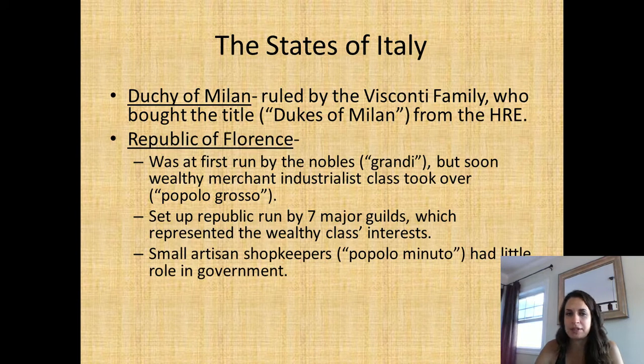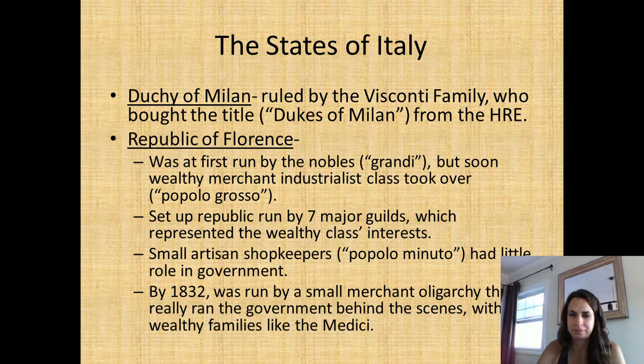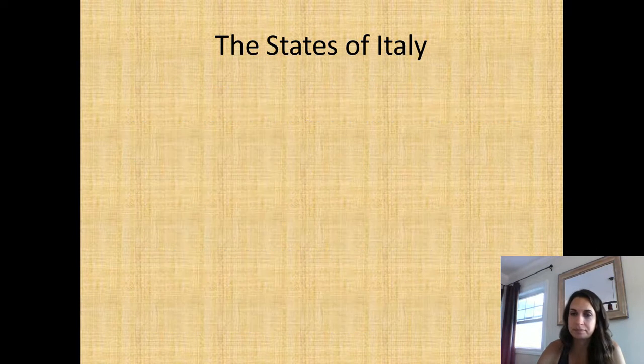There were some small artisan shopkeepers, people called the little people, or popolo minuto in Italian. They had a little bit of a role in government, but for the most part, they were pretty much shushed up by the wealthier people. And by 1432, that should say 1432, I'm so sorry, it was really run by a small merchant oligarchy that ran the government behind the scenes, with a very wealthy family in charge. Particularly in Florence, it was the Medici.